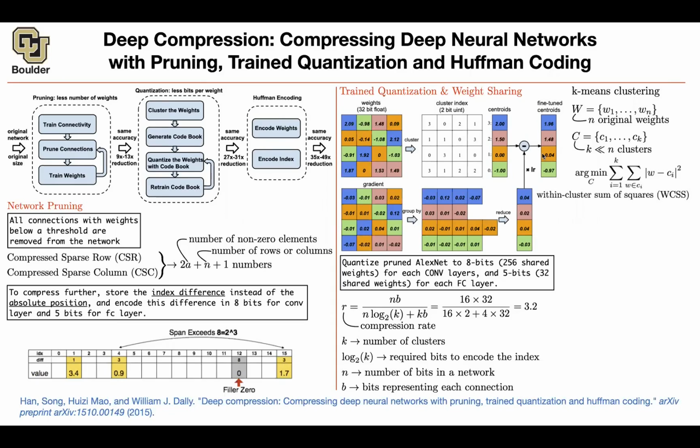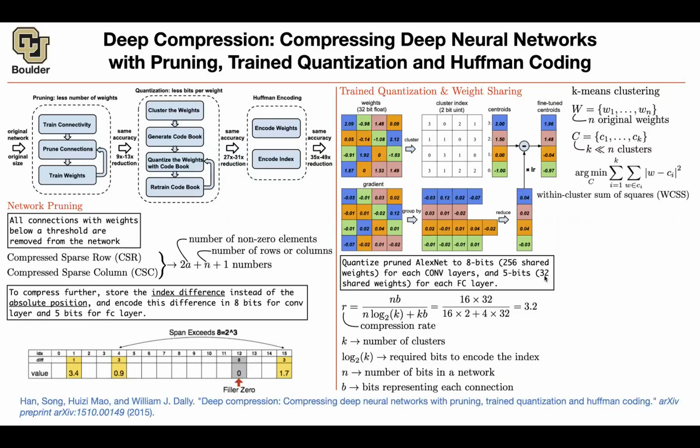Before I go forward, there is a question on the chat. Do we pick the number of centroids? And if so, how? Yes, we pick K, and for convolutions we pick it to be 256, and for fully connected, we pick it to be 32. K is 256 for a convolution, and it is equal to 32 for a fully connected layer. Does that answer your question?